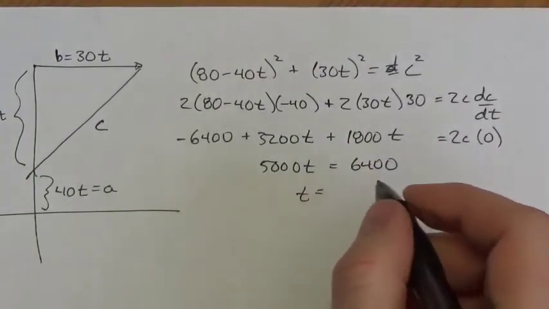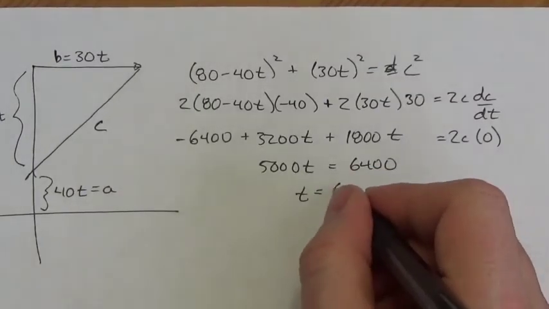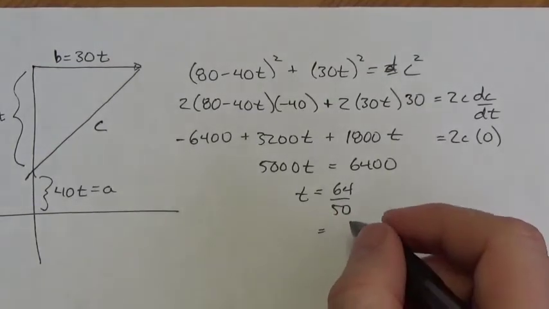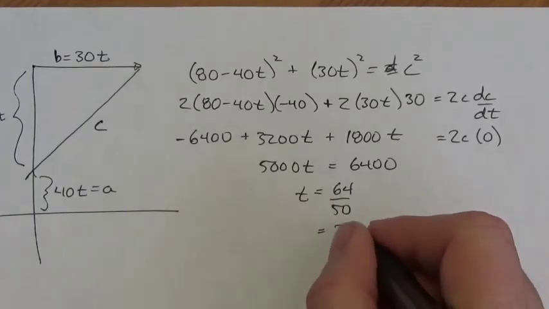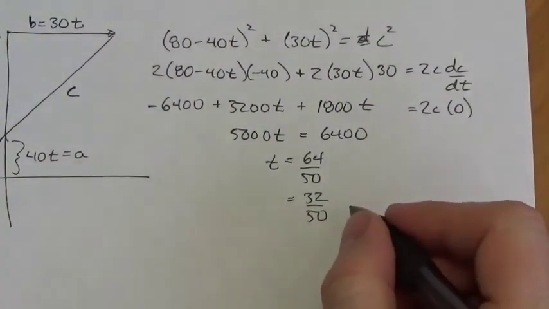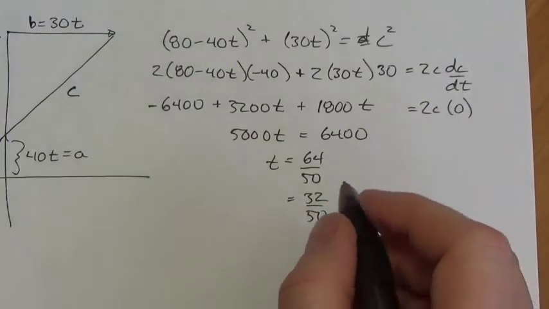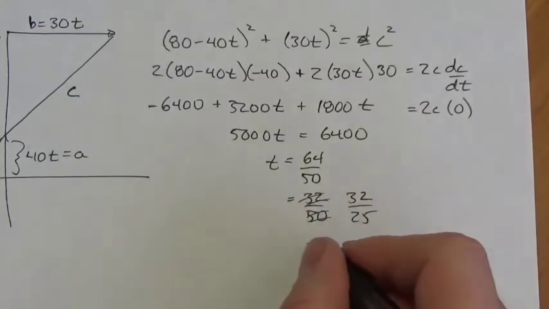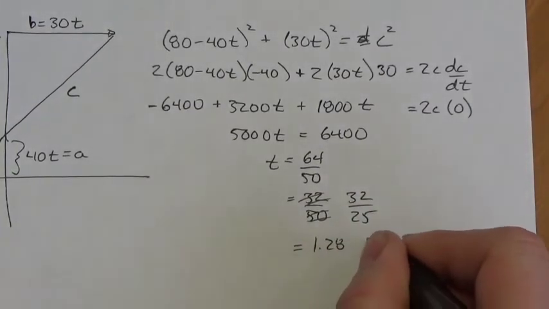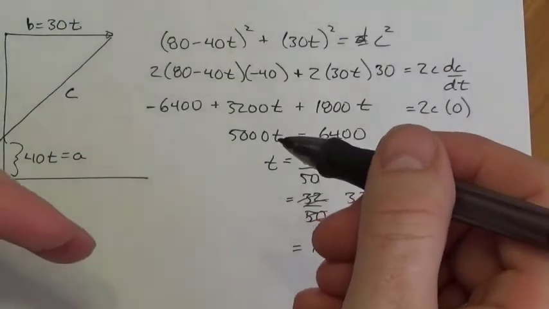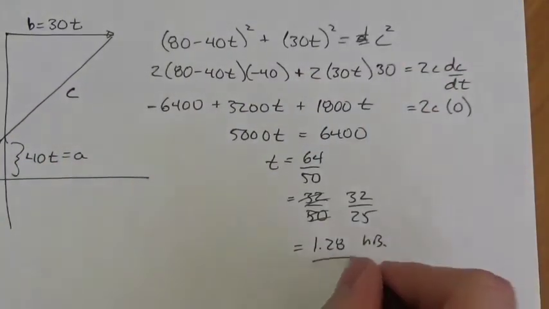And so t, when I simplify that, is 64 over 50. Let's simplify this. So 64 divided by 50, I'll just see what that looks like. I was assuming that would go a little further, but I completely wrote that down wrong. It's 32 over 25, which is the same as 1.28. So at the 1.28 hour mark, the cars stop approaching each other and they're going to start to move away from each other beyond that point right there.